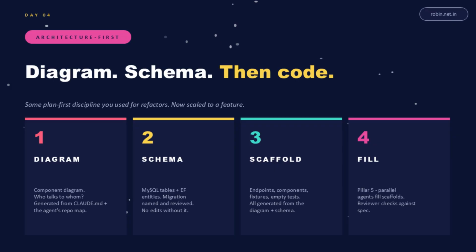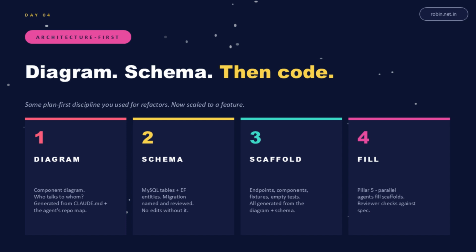4 steps. Diagram. A component diagram, who talks to whom, generated from Claude.md plus the agent's repo map. Schema. MySQL tables and EF entities. Migration named and reviewed. No edits without it.